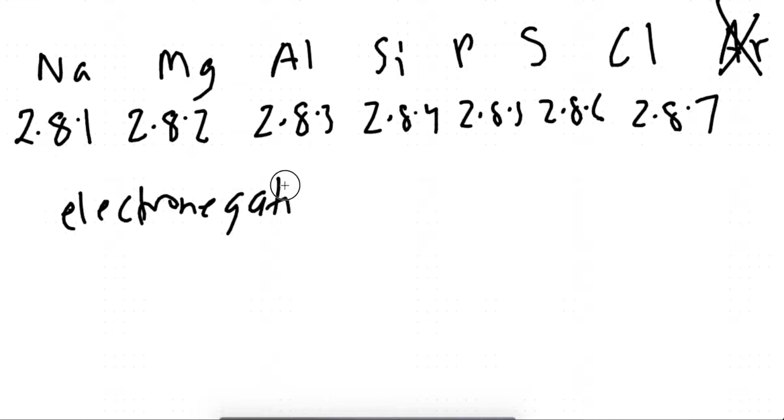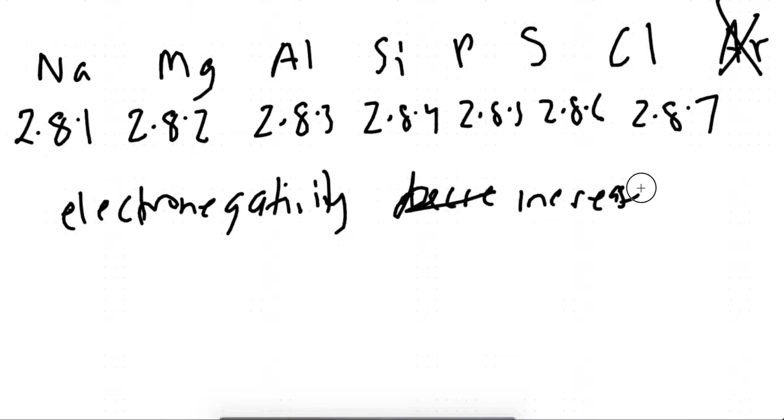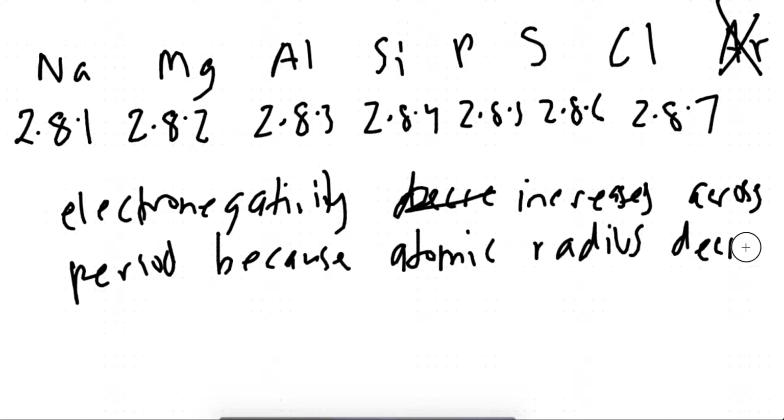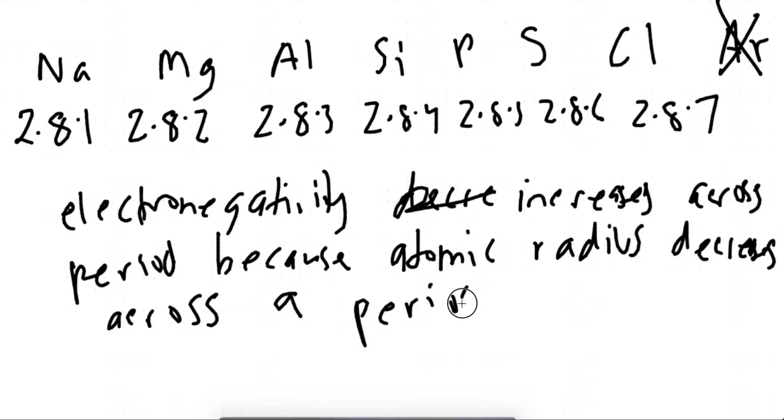Electronegativity, my handwriting, increases across a period because atomic radius decreases. Okay, and I know this doesn't really make sense, guys, but let's just try to memorize this. A lot to memorize, but once you memorize it, it sticks with you. It's been so long since I studied this stuff, but I still remember it.